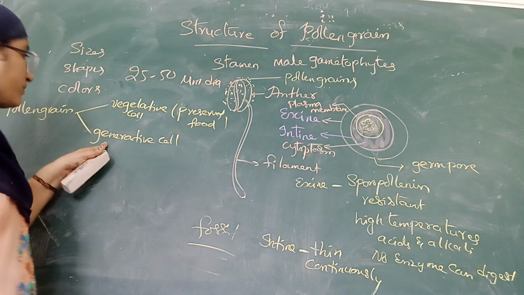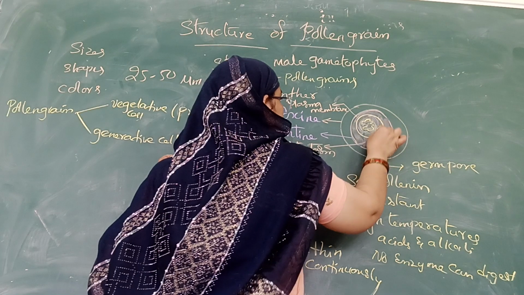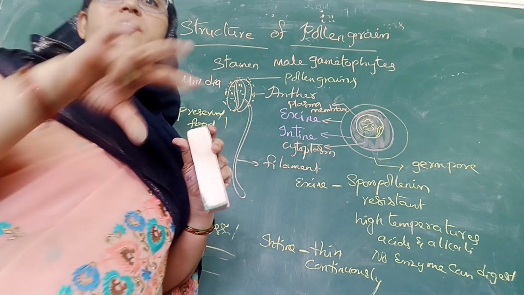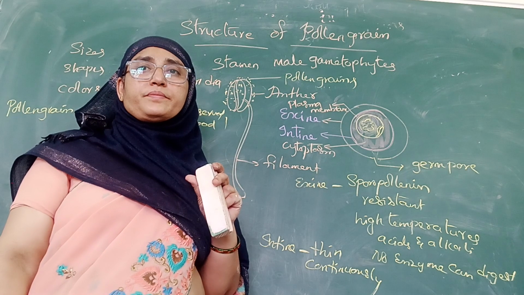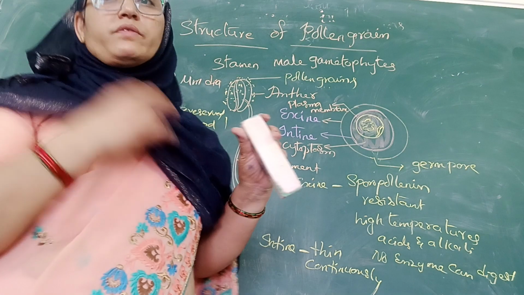Now the second one is the generative cell. The generative cell is a small, spindle-shaped cell which is found floating within the cytoplasm of the vegetative cell.